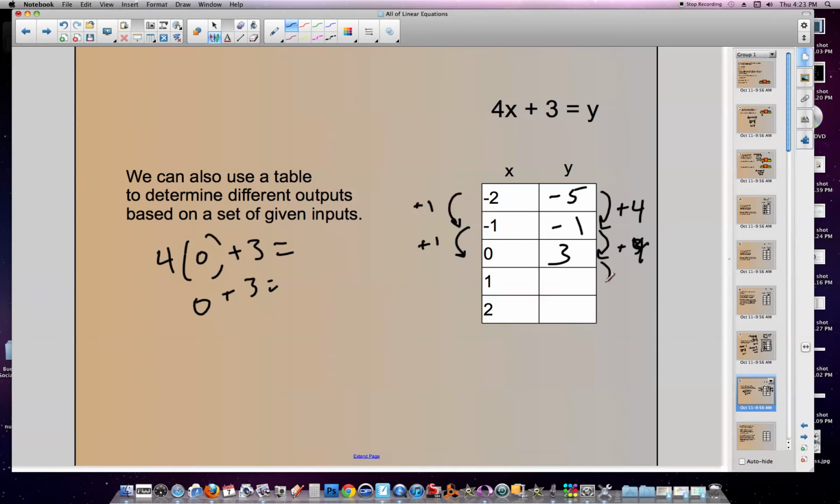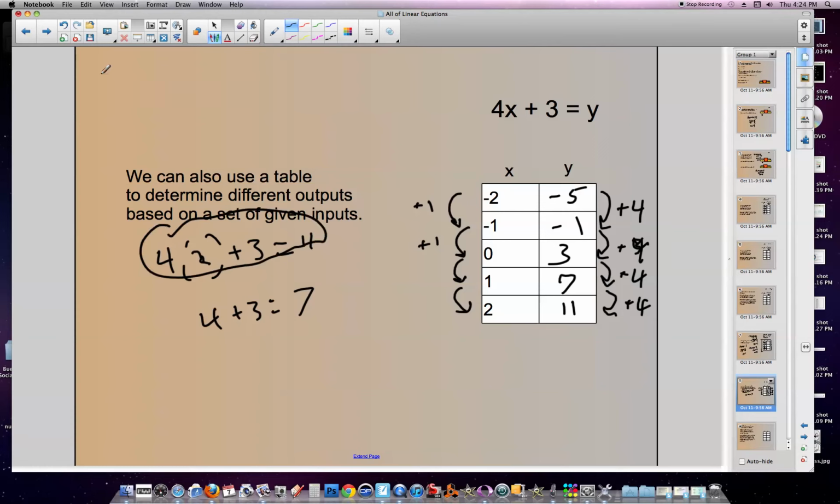So let's try this again. What's 3 plus 4? I'm going to guess this is 7. Let's find out. What is 4 times 1? Well, 4 times 1 is 4 plus 3. Hey, it is 7. And so that added 4. And I bet that this is going to be 4 higher than 7, right? Because this went up by 1 again, and this went up by 1 again, so this must be 11. 4 times 2 is 8 plus 3. Yeah, that's 11.